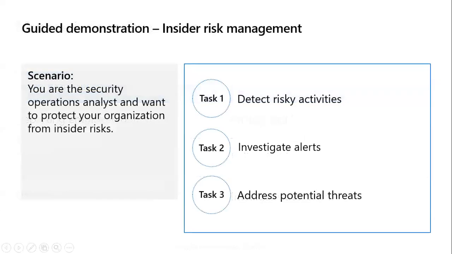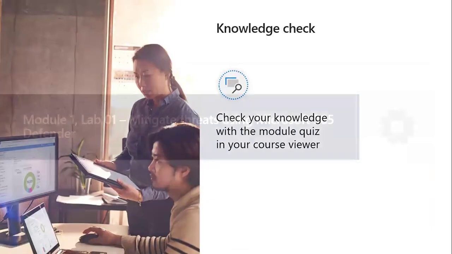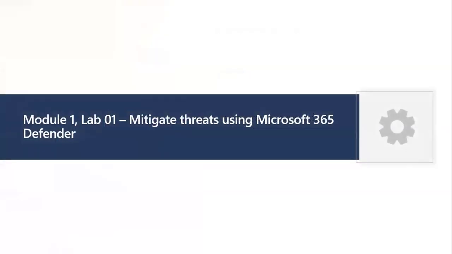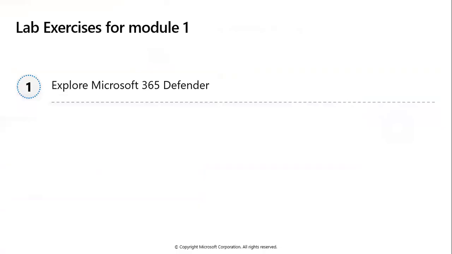So, guided demonstration of insider risk. We will do these in the labs. Now check your knowledge with the module quiz in your course viewer. So, what is the lab we have to do first? Explore Microsoft 365 Defender. This is what we have to do for module 1. So let us do it.